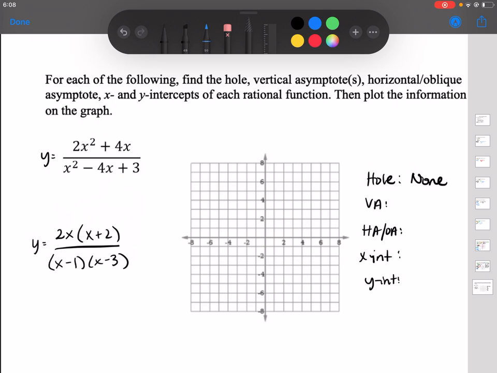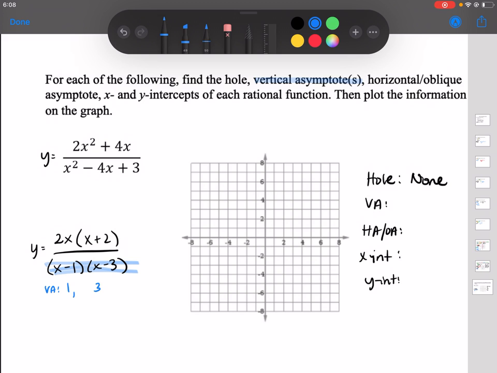In fact, I'm going to move this down. Then let's do vertical asymptote. And let's make this blue. So vertical asymptotes, remember, are always on the bottom. So vertical asymptotes would be 1 and 3. So there's 2 of them this time. So I'll put a vertical line at 1 and a vertical line at 3.